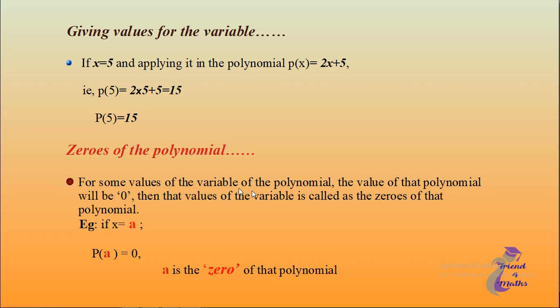And for some values of the variable of the polynomial, the value of that polynomial will be equal to 0. Here we can give a value a for the variable x in some p of x. That is, we can write it as p of a, and when x equals a in p of x, we get a value 0. That is, if x equals a, the value of the polynomial is equal to 0, and then we can say that a is the 0 of that polynomial.